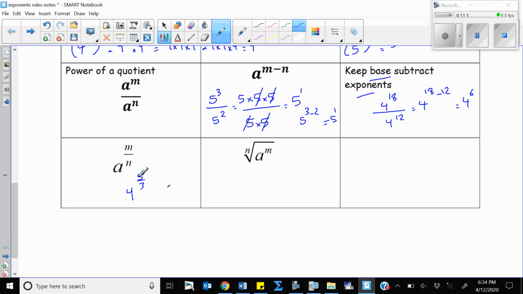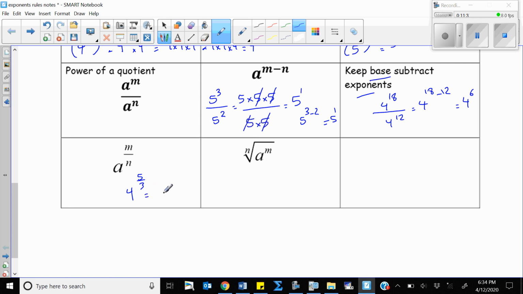The exponent here is a fraction. I'm going to change this to radical form. How do I do that? I'm going to keep the base, put the radical here. The top of the fraction is going to be the exponent of the base, and the bottom of the fraction is going to be the index of the radical.